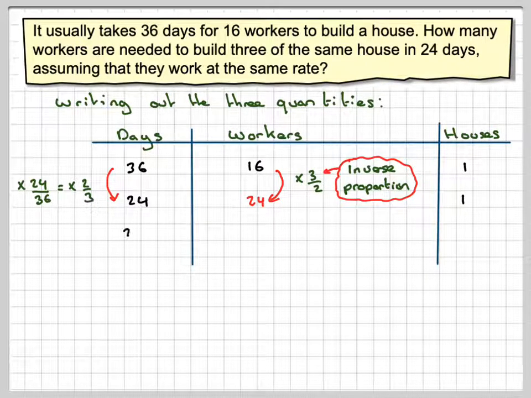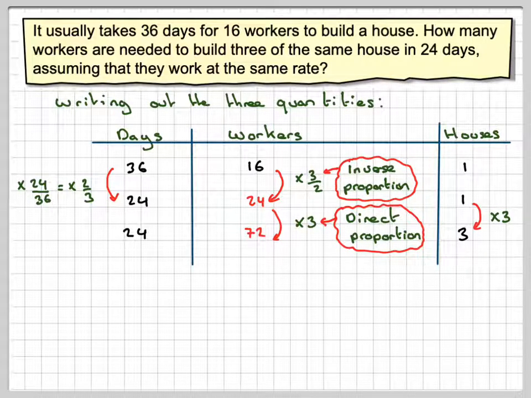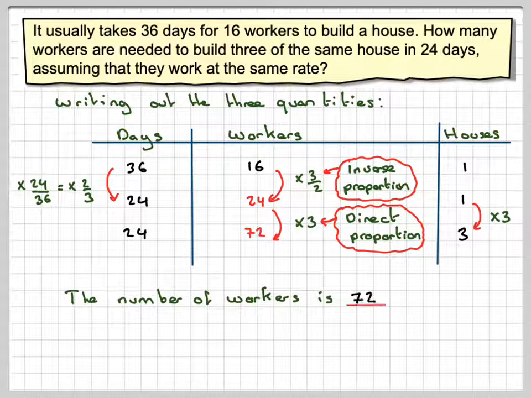Now what I do is I keep the number of days at 24, but increase the number of houses to 3. How do I go from 1 to 3? Well, I multiply by 3. And if the number of houses goes up, then the number of workers will go up. This is direct proportion, so I'll multiply by the same number, by 3, direct proportion. So that will give me 72 workers. Therefore, the number of workers needed will be 72.